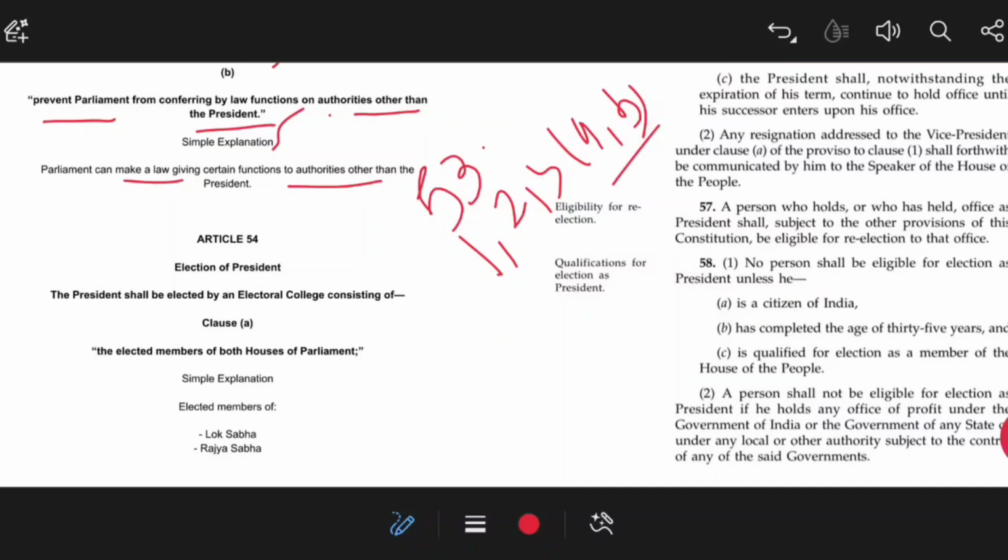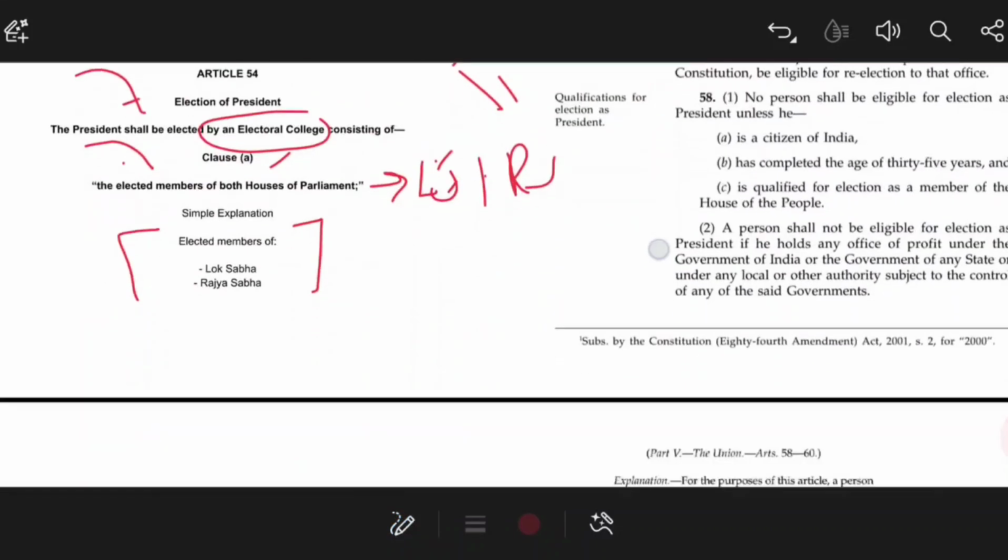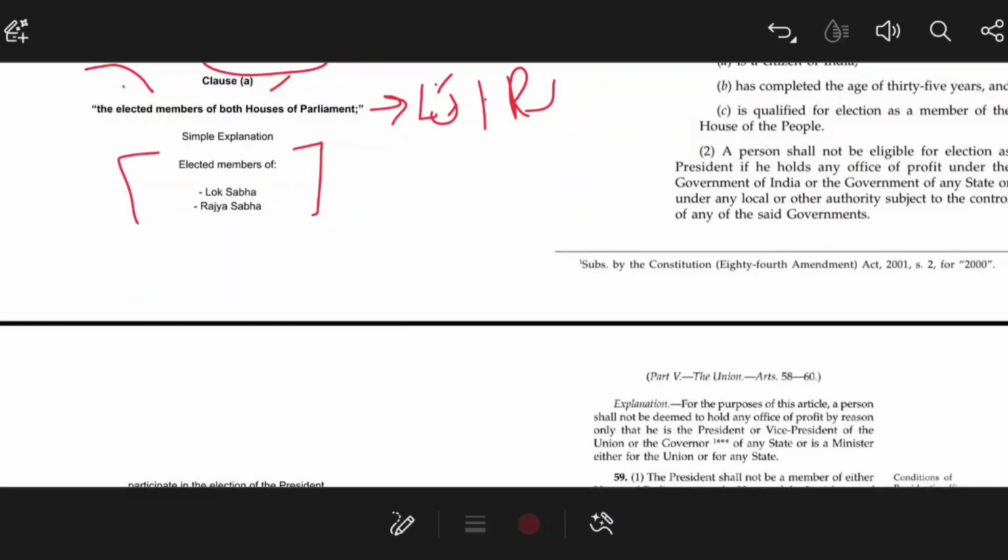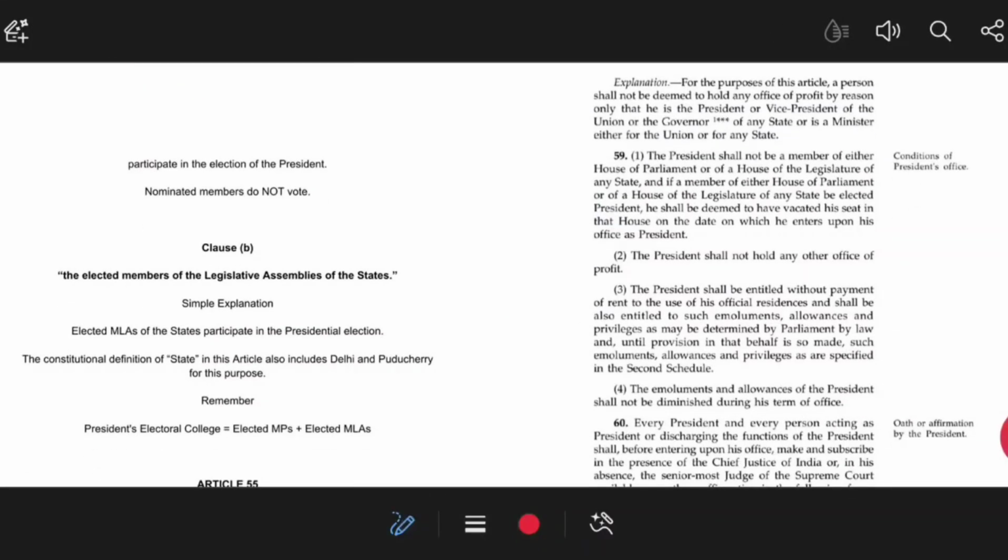Article 54 is about how the president will be elected. The president shall be elected by an electoral college, but who comprises the electoral college, who are the parts of this electoral college, is also described in this article. So clause A is about the elected members of both houses of parliament, that is Lok Sabha plus Rajya Sabha, and only elected members, not nominated members. So elected members of the Lok Sabha and Rajya Sabha will be included in the electoral college, and nominated members do not vote. That is the simple meaning.